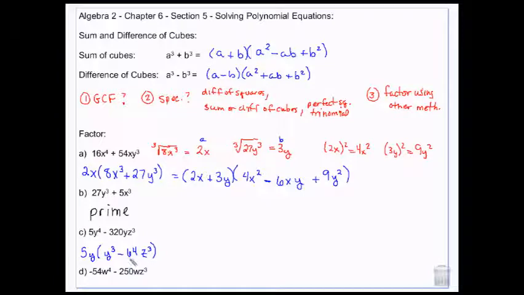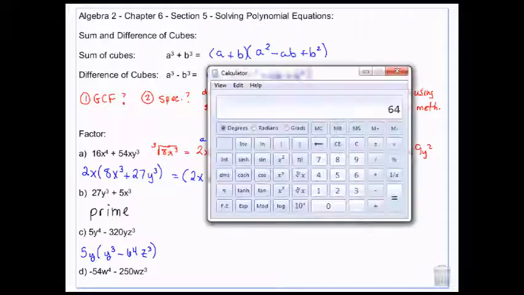64z cubed. Now I want to check, is 64 a perfect cube? It is, but let's say you didn't know that. See this button on your scientific calculator there, 64? Cube root of 64 is 4. So it is a perfect cube.